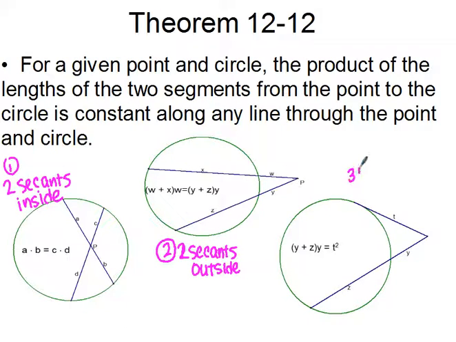And then case number 3, this is a secant and a tangent line, because t is a tangent line here. Okay, so you take the secant part from part 2, so you do the whole line times the piece outside, and that equals the piece of the tangent line squared. These take a little bit of practice to get good at.